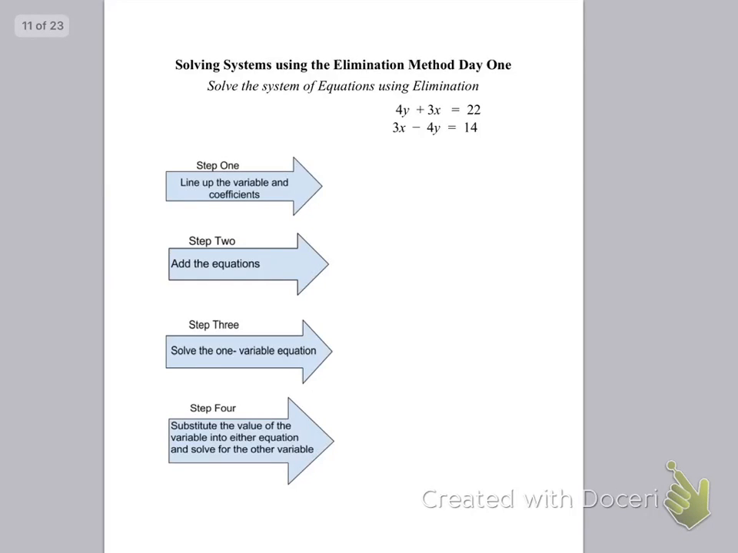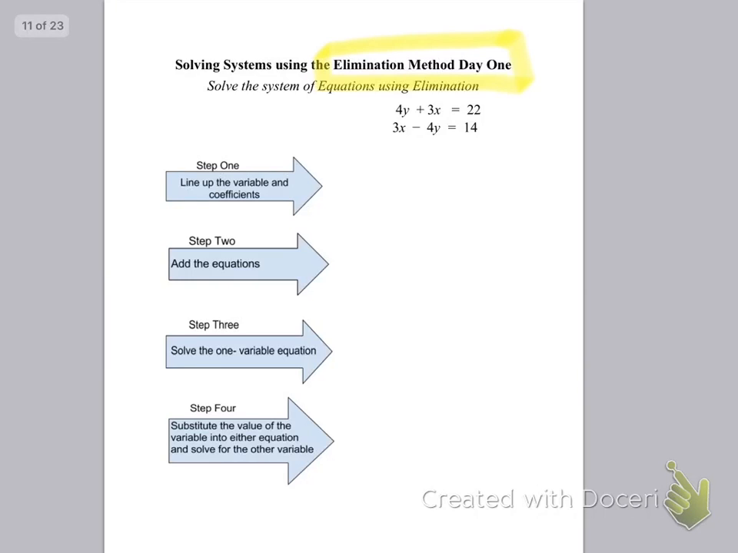Alright guys, the last way of solving systems that we're going to learn is elimination. So the goal for elimination is to cancel out one of the variables, whether it's x or y, and then solve, plug it back in, solve for the other variable. So it sounds a little bit confusing, but I'm sure you'll pick it up pretty quickly.